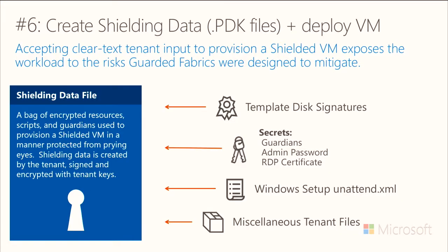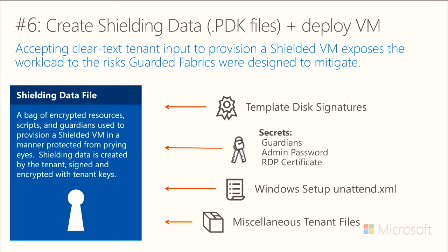So, next step then. Create shielding data, otherwise known as PDK files, and then go ahead and deploy a shielded VM. Let's define a little bit what they're about. If you can imagine deploying a regular virtual machine with Azure, for example, when you go through the deployment, it asks you certain questions that uniquely identify that virtual machine. Things such as its name, an administrator password. If we were to say that that's required when deploying a shielded virtual machine, then that would be an attack vector for the malware or for the malicious admin to extract the password from the web form when you deployed it. So think of shielding data as a means of solving that challenging problem.